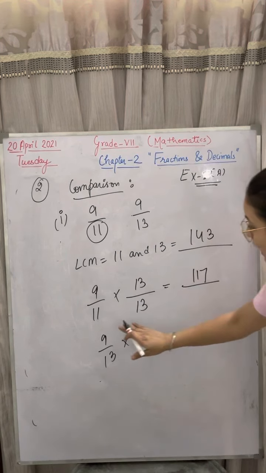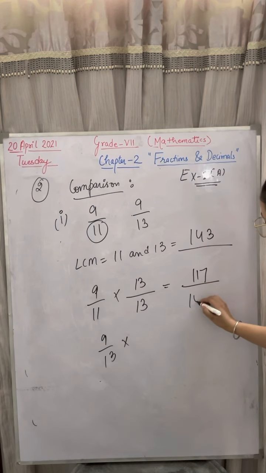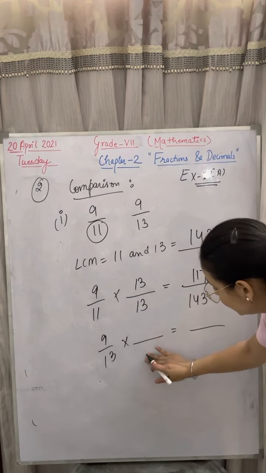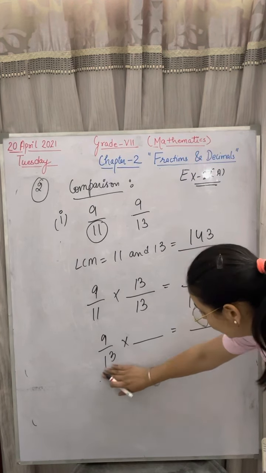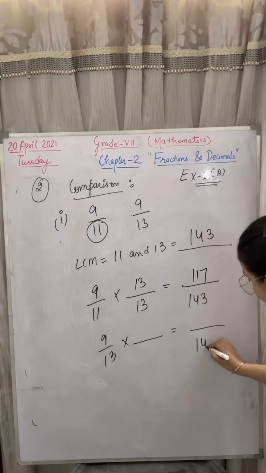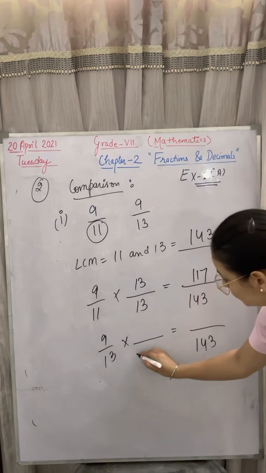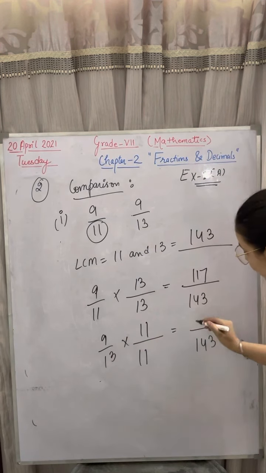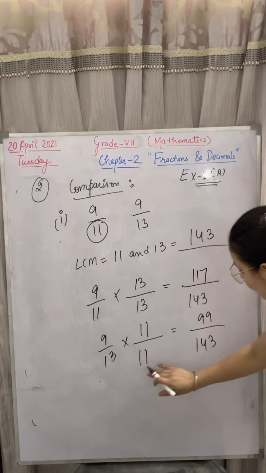117. Okay. And 11 into 13, that is 143. Now comes to here. I'll divide and multiply with which number so that my denominator will be 143? With which number? 11. Very good. 11 here, 11 here. Okay. Now please tell me how we can take out 11 into 9, 99 and 13 into 11, 143.